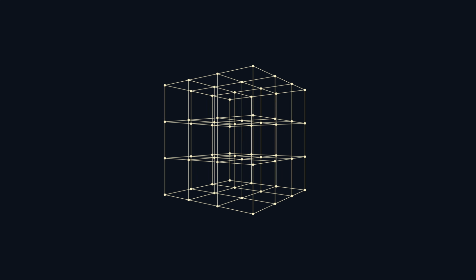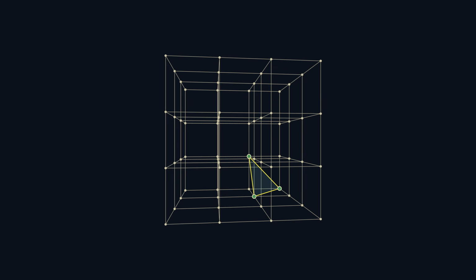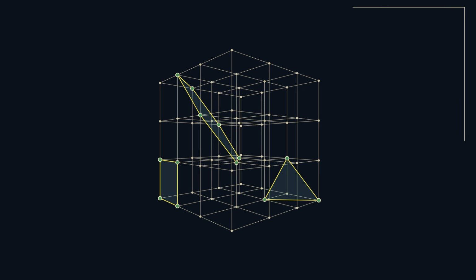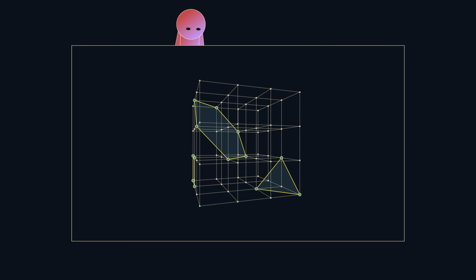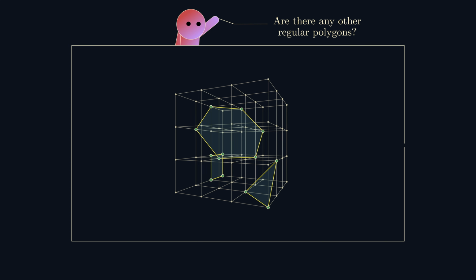Now that we've solved the problem for an uncountably infinite number of 2D grids, it's finally time to jump up into 3D. Let's start off simple with just the 3D lattice of cubes. At the start of the video, I showed that you can draw equilateral triangles and regular hexagons alongside the obvious squares. So, time to ask the age-old question, are there any other regular polygons?